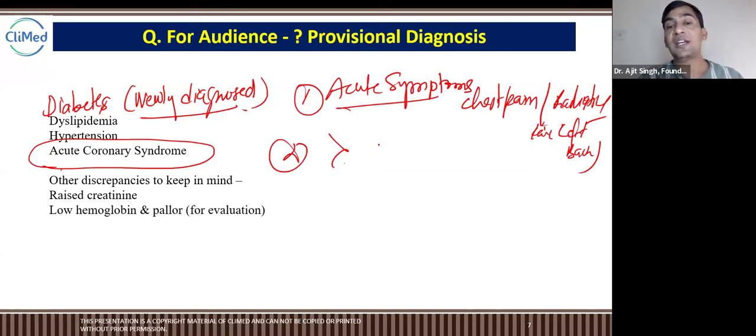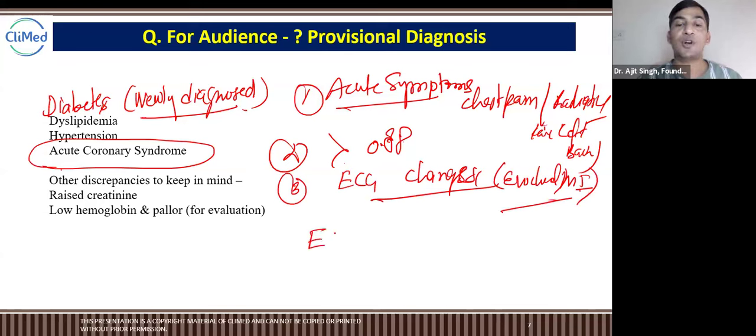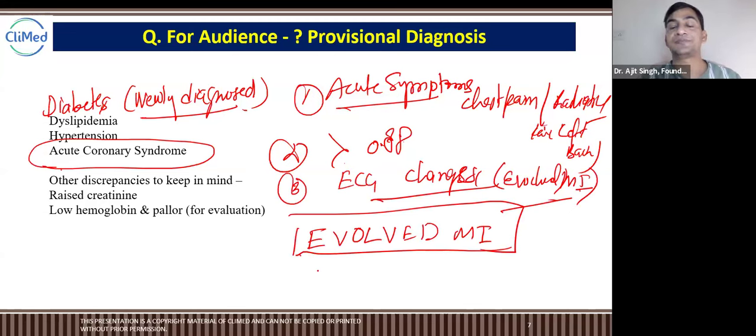Then very high troponin levels, 0.88. Then the third thing is what? What is the third thing, guys? ECG changes. ECG changes are not evolved MI. Can someone define evolved MI? In ECG, how do we check the evolved MI? Can someone tell me?